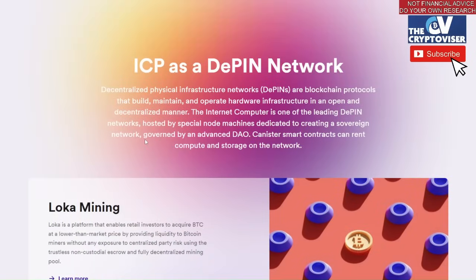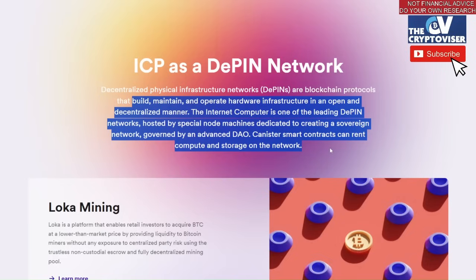And so we also know Internet Computer is a DePIN network, or decentralized physical infrastructure network. Now, DePIN was coined by the Solana ecosystem, but it seems like they kind of abandoned the whole DePIN category of technology. These DePIN blockchain protocols build, maintain, and operate hardware infrastructure in an open and decentralized manner. The Internet Computer is one of the leading DePIN networks, hosted by special node machines dedicated to creating a sovereign network governed by advanced DAOs. Decentralized autonomous organizations and canister smart contracts can rent compute and storage on the network.